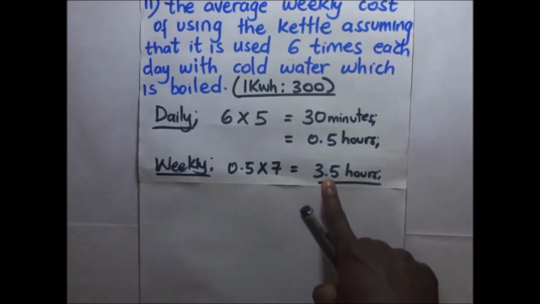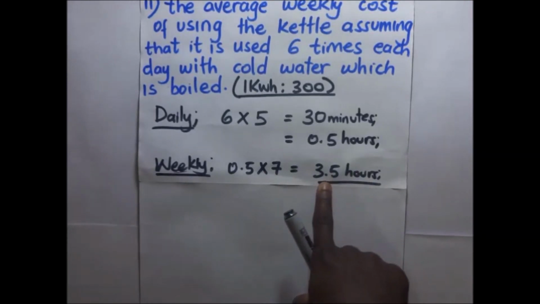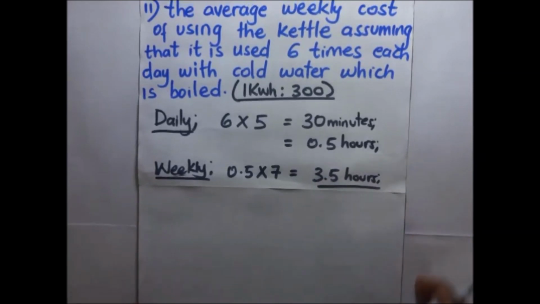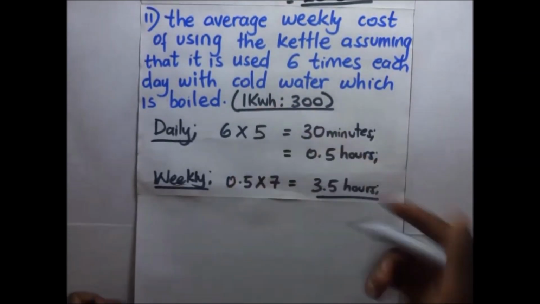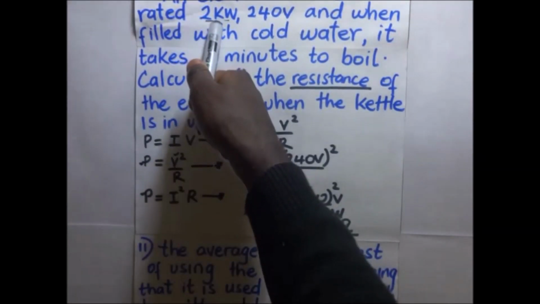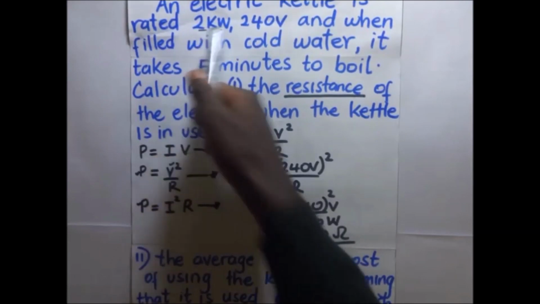So we know that every week this kettle is used for 3.5 hours. But what is the rating of this? Now we get the kilowatt hours. What's the rating of this kettle? It is 2 kilowatts. That is its rating, 2 kilowatts.